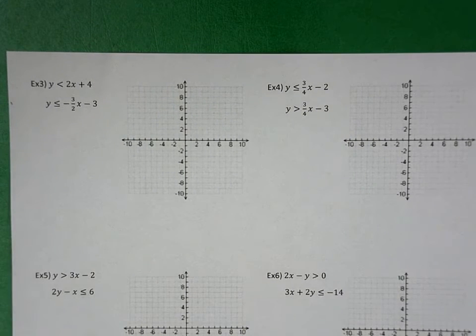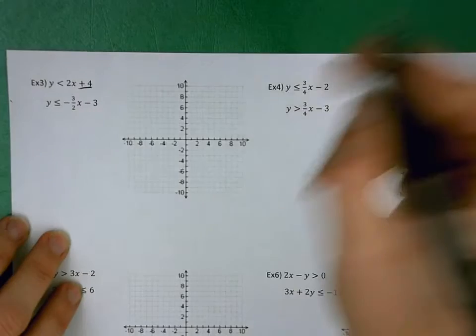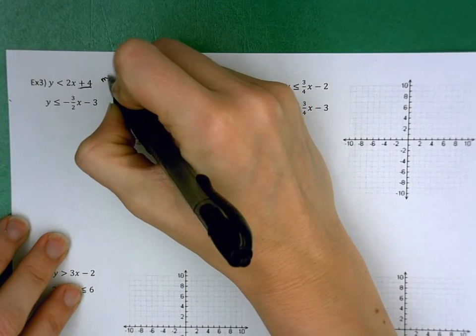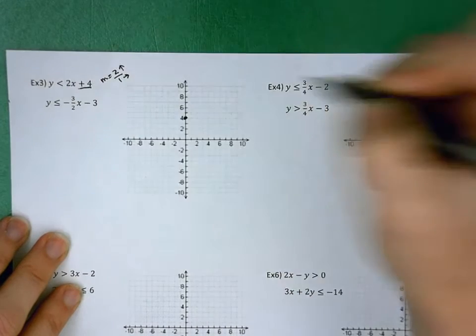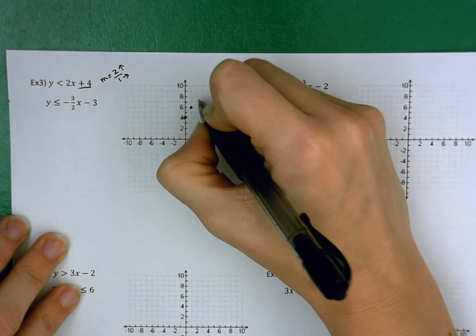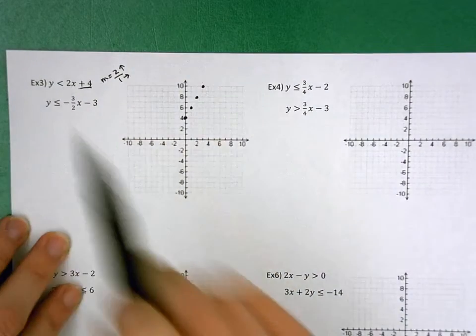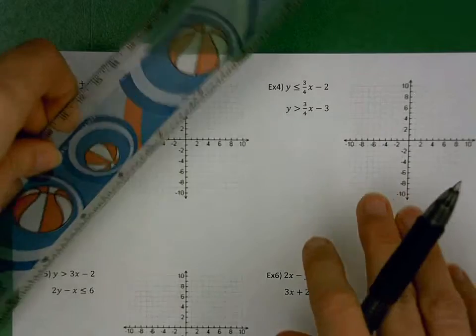Okay, we have y is less than 2x plus 4. Okay, so there's my b, which is 4. My m is 2. And so I'm going up 2 over 1. And this is a less than line, so this is going to be a dashed line when we connect this.